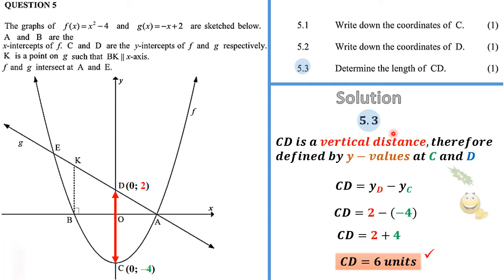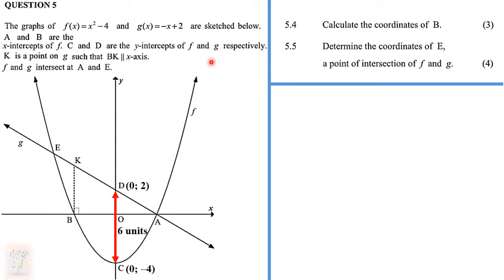Now, let's continue. That is how you'll get your 1 mark. And we can actually take the CD and write it in the graph. Now, let's look at 5.4. We'll actually look at the solution for 5.4. What is 5.4 telling us? It says calculate the coordinates of B.